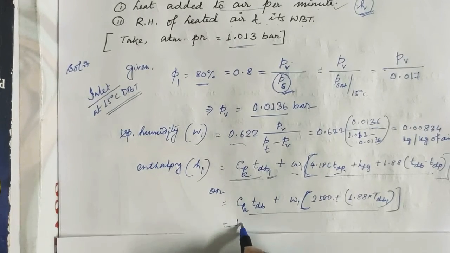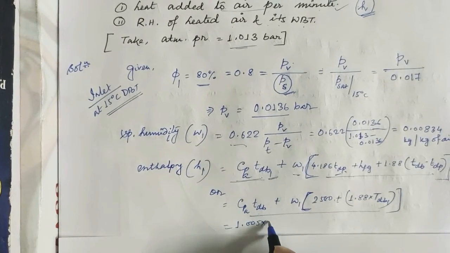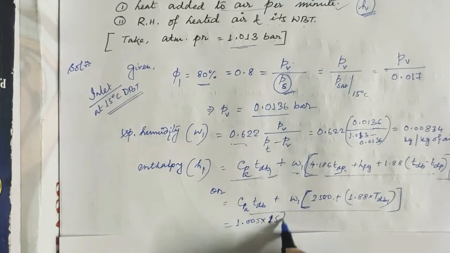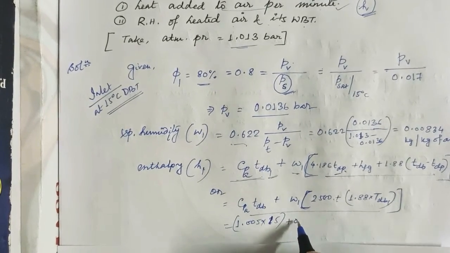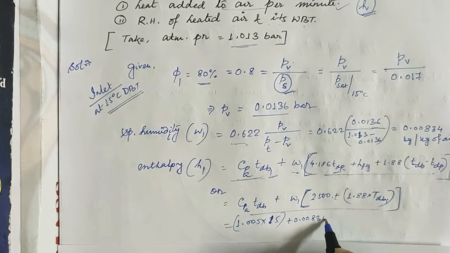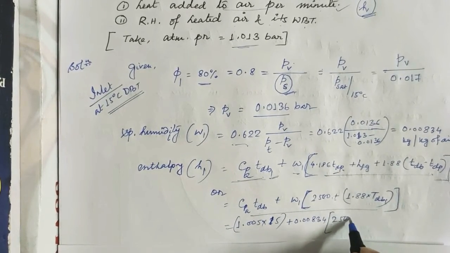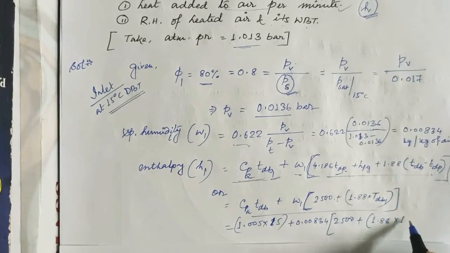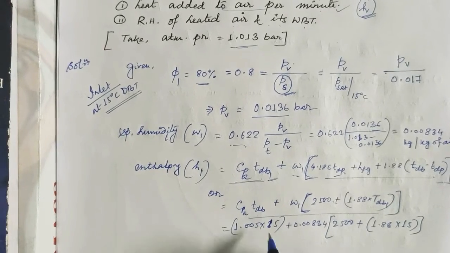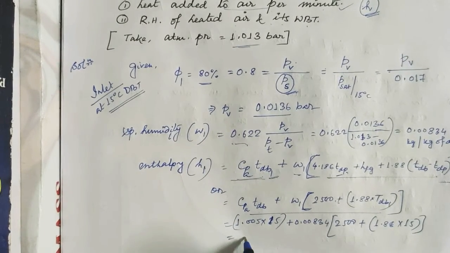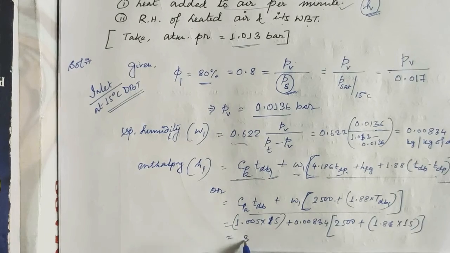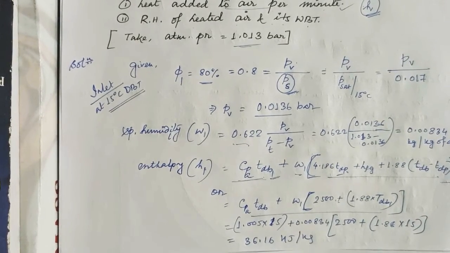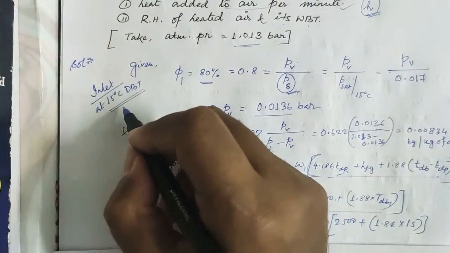So that is why you have to use the second equation, which is solely related to dry bulb. So put the values over here. 1.005 into dry bulb temperature, 15 degree, plus 0.00834 into (2500, that is the latent heat of vaporization, plus 1.88 into 15), that will give you a value of 36.16 kilojoule per kg. So all the initial values are known corresponding to the inlet condition.